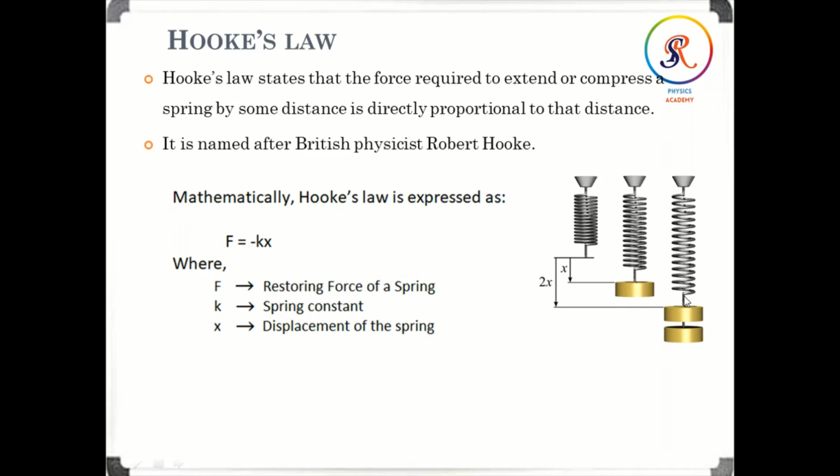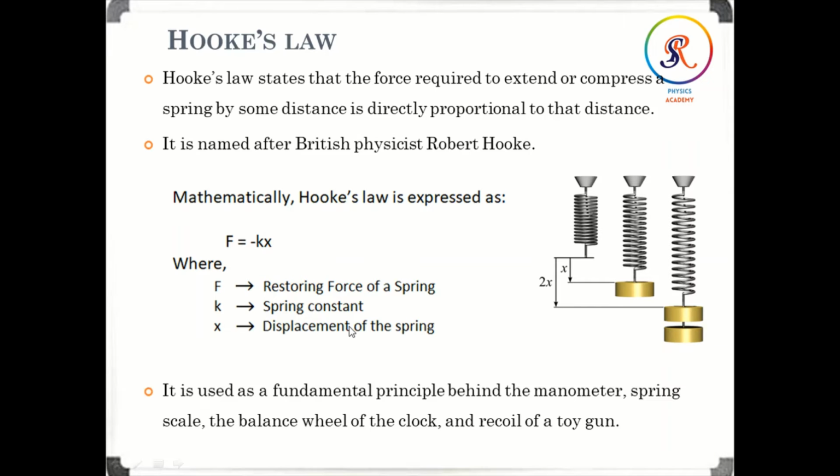Here we know that when elastic materials are stretched, the atoms and molecules deform as long as the stress is applied. When the stress is removed, they return to their original, that means initial, state. So mathematically, we can write Hooke's law as F equals minus Kx. Here F is the restoring force of the spring, K is the spring constant, and x is the displacement of the spring. So Hooke's law mathematically is F equals minus Kx.